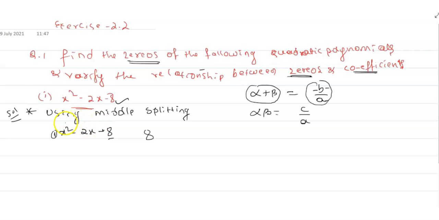Now next, I have to split this middle term into two numbers, let's say A and B, in such a way that the product of A and B should give me 8, and the sum or subtraction should give me the middle term. What is the middle term here? That is minus 2 I should get. Okay, how can I split this?